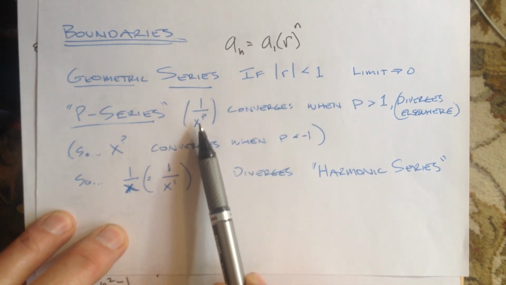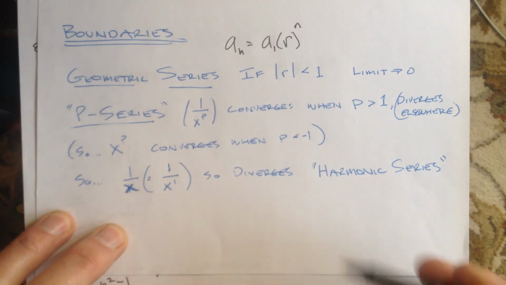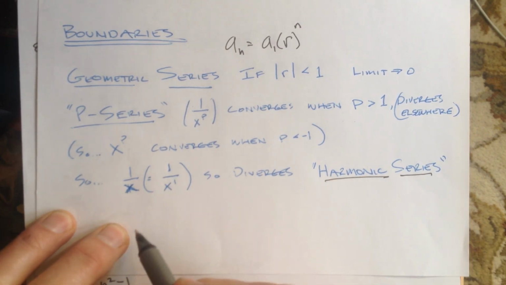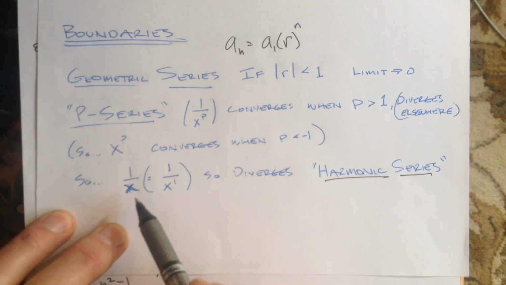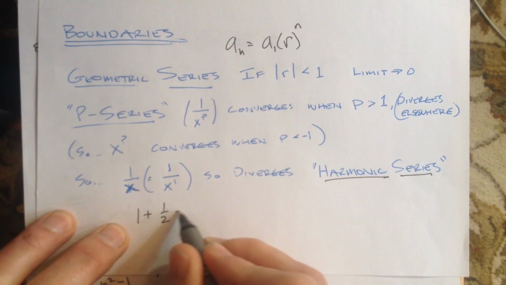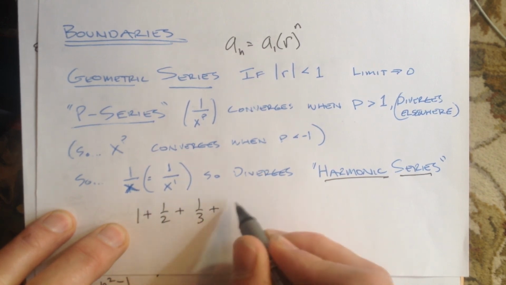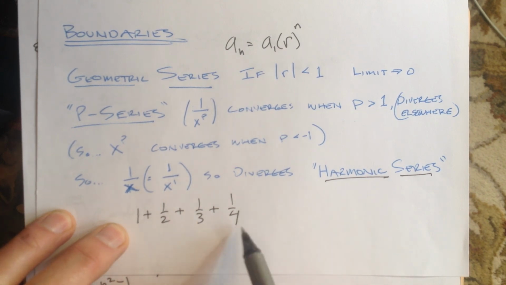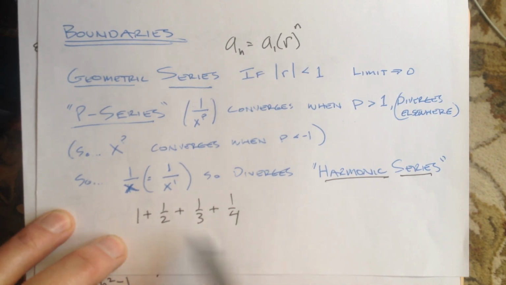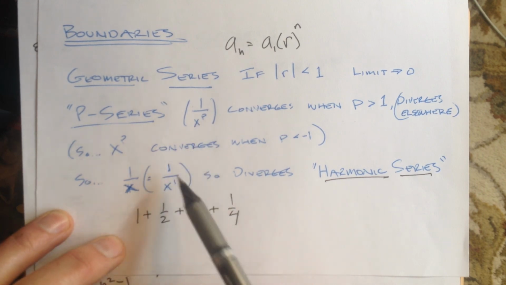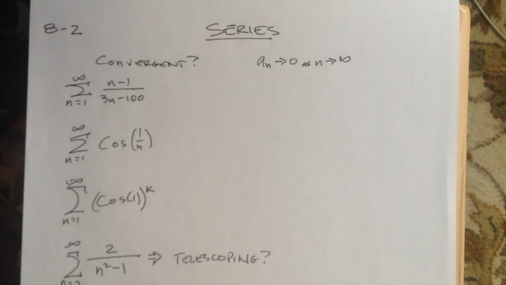1 over x is the harmonic series, and this is an example of the individual terms going towards 0, but we're summing up these terms. It can be like 1 plus 1/2 plus 1/3 plus 1/4. This is the harmonic series. This does not converge. Even though these individual terms are going to 0, they're not going to 0 fast enough. So this series 1 over x squared is the famous one that converges. So know that, be aware of that. Okay.